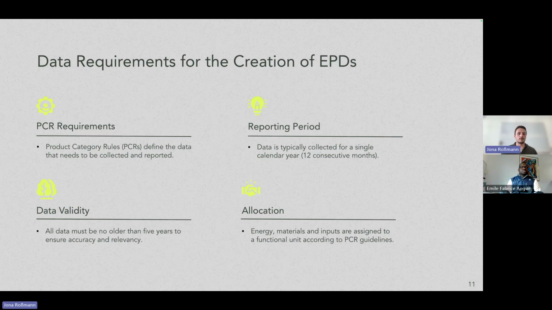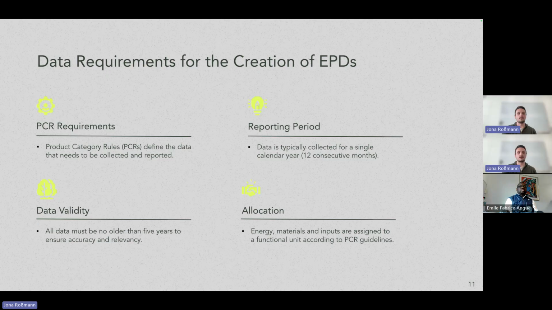So those are the 4 dimensions: the PCR requirements, the reporting period, the data validity, and the allocation. And those form, I would say, the main framework within which all the data collection must operate. And understanding those 4 buckets upfront is really what we see separates a smooth EPD process from a chaotic one.